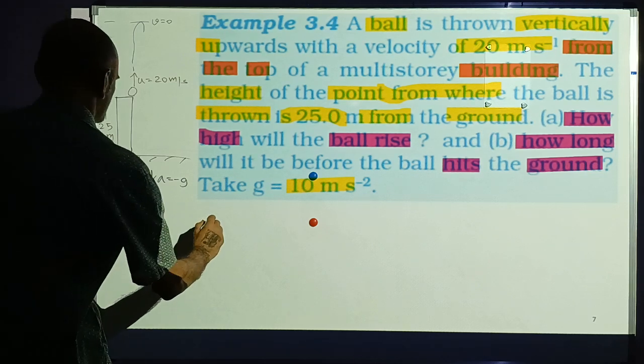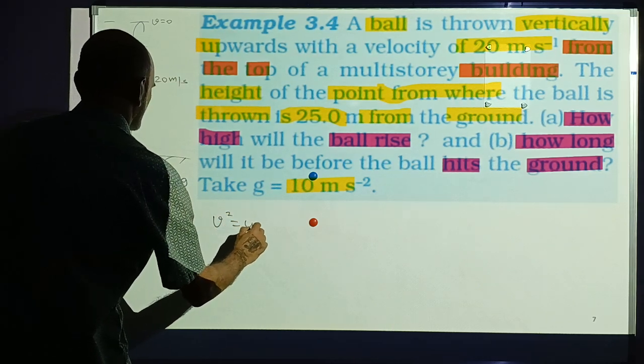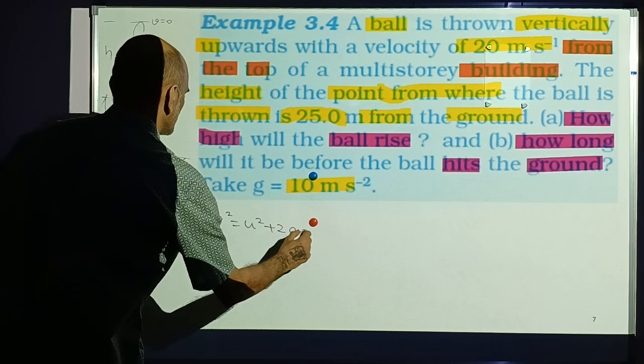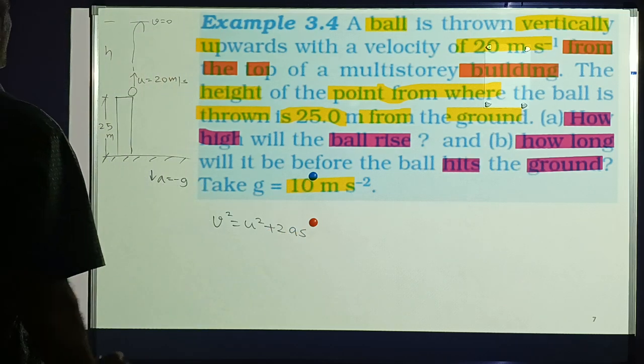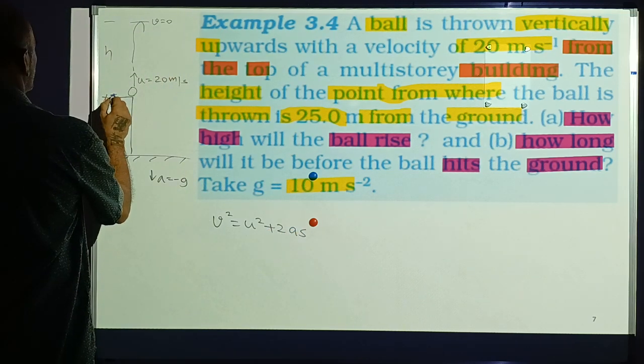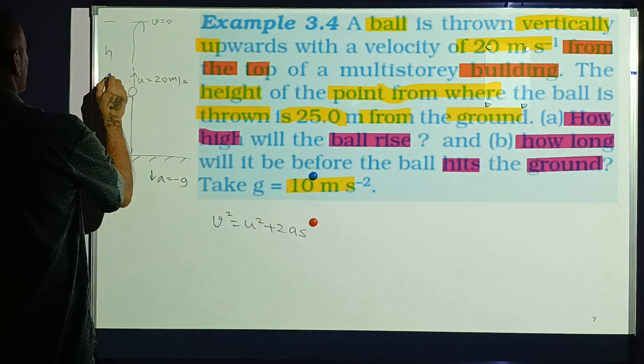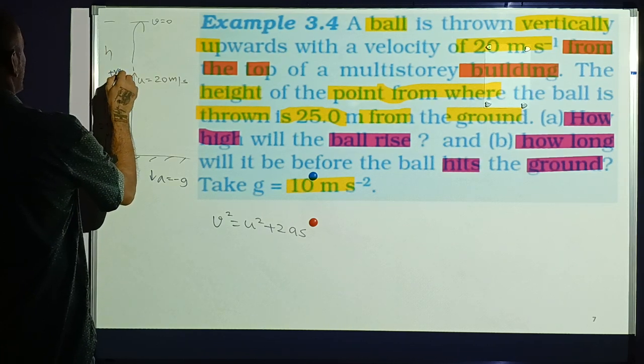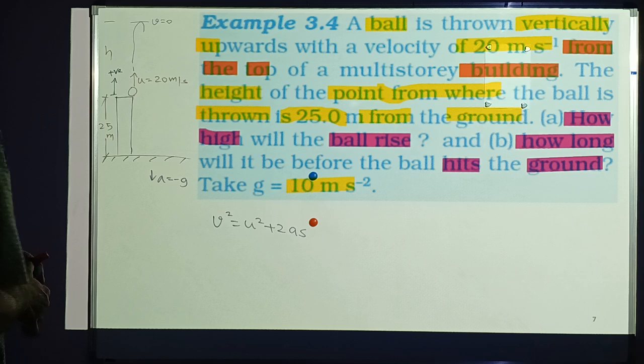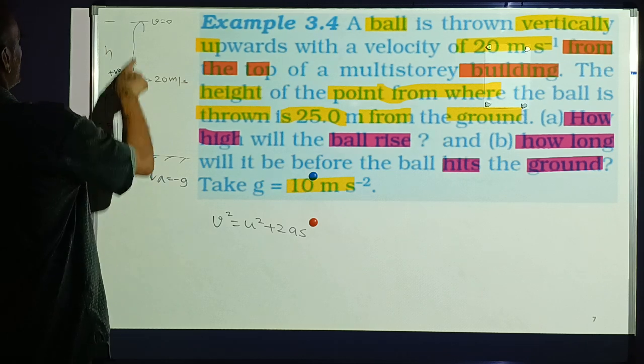To do that, we can use this equation of motion, v squared equals u squared plus 2as, and we'll choose this coordinate system. This is the origin of the y-axis, and upward is the positive direction. So this equation is applied between this point and the topmost point.